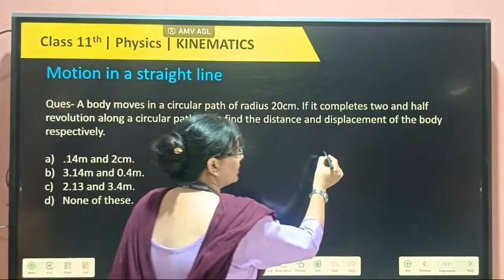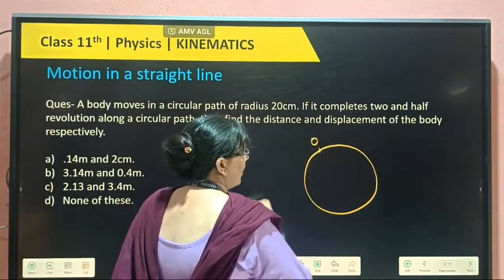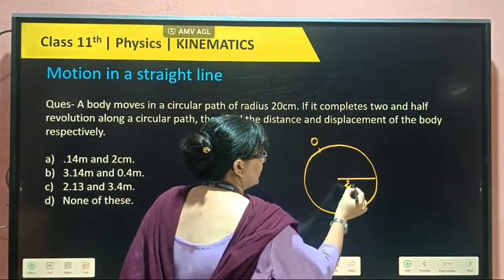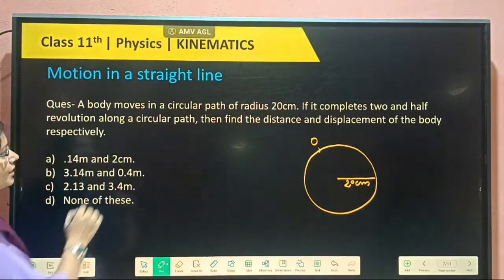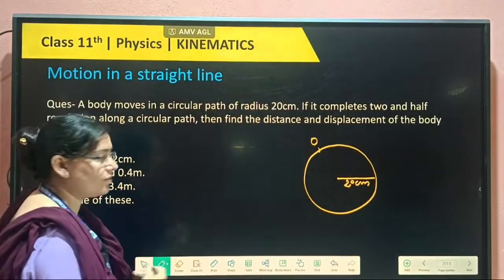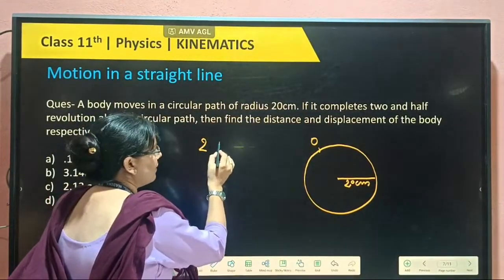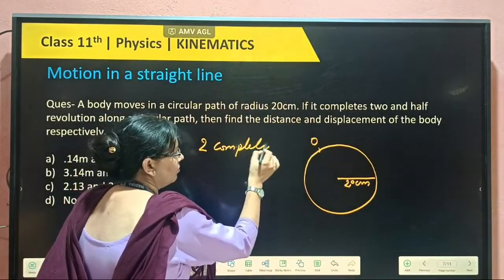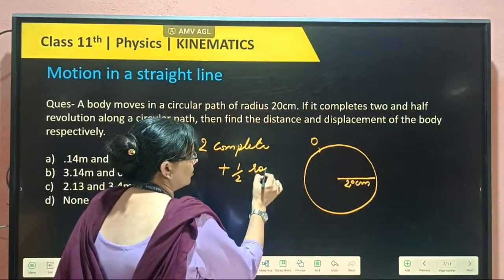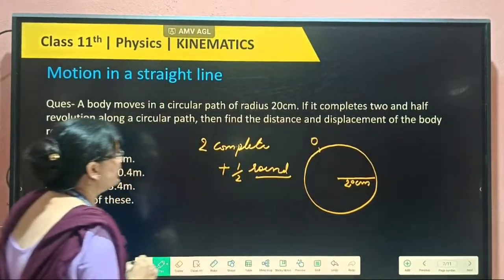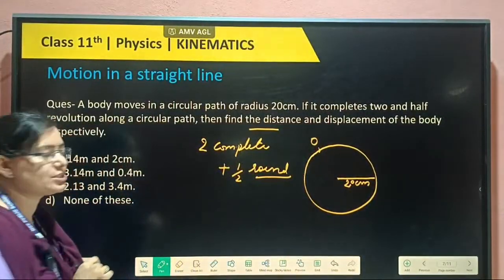Okay, here we are making a circular path, starting from this one point, going around the circle. The point O is the center, and its radius is given as 20 centimeter. The body completes 2.5 revolutions along the circular path, starting from here: 2 complete rounds plus 1 half round, whose radius is 20 centimeter. Now find the distance and displacement of the body respectively.